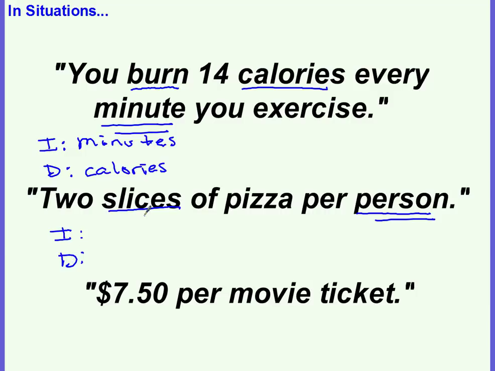Well, total slices is kind of like a total, right? So that's probably your dependent. And the number of people, you need to know the number of people to determine how many slices of pizza you need, right? So your independent would be the number of people, and your dependent would be total slices of pizza.